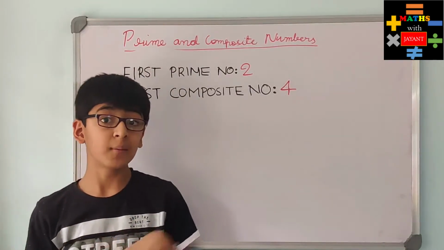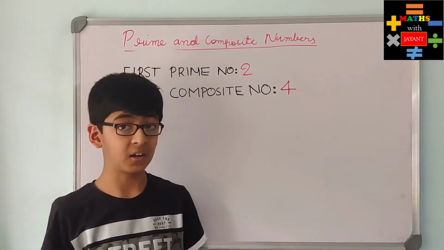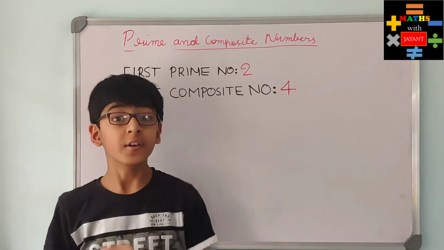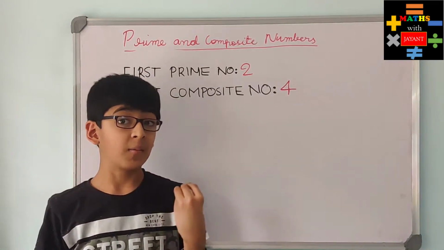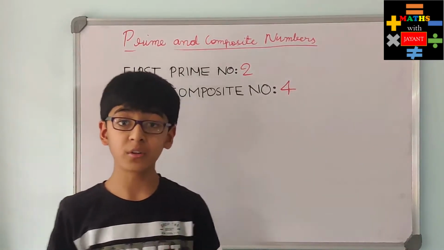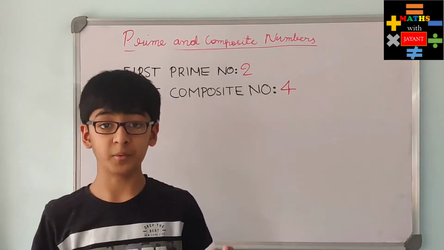1 is neither prime nor composite. So it's a unique number. So that is not a composite number. 2 is a prime number. 3 is a prime number. But 4 is the number that has more than 2 factors, and it is the smallest one. So 4 is the first composite number.